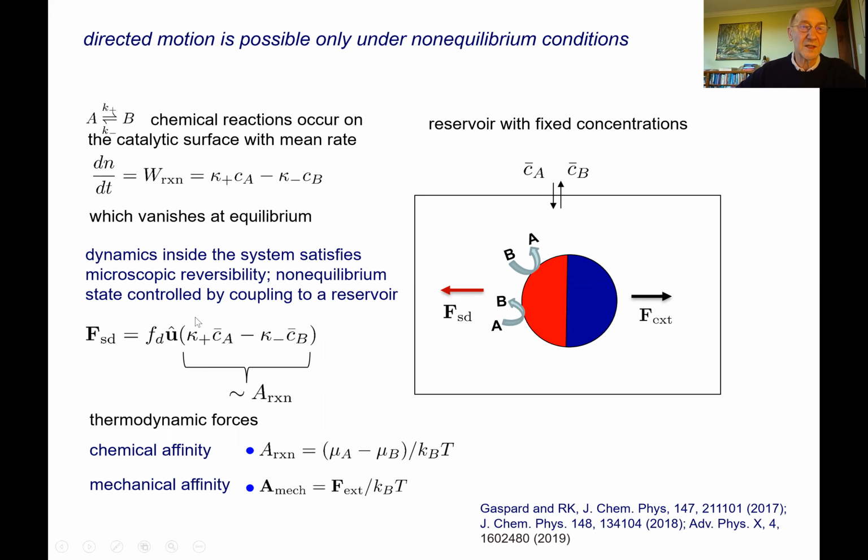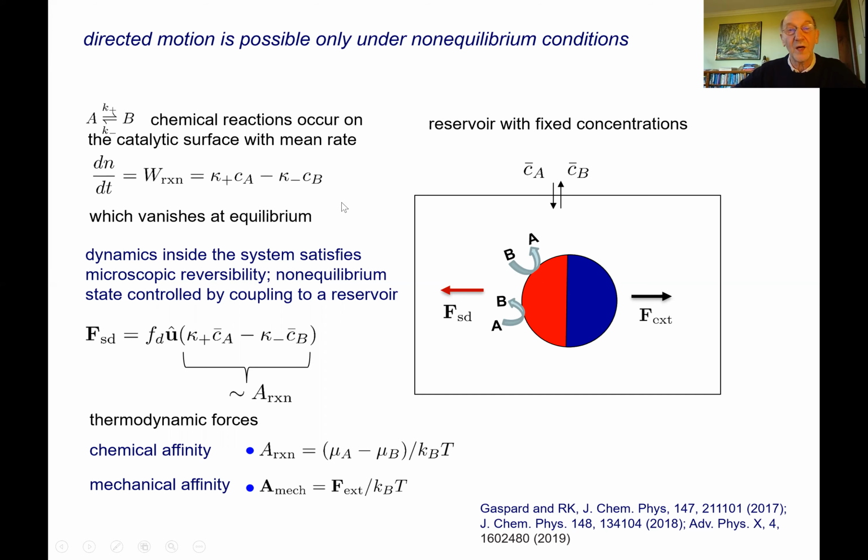So the chemical reaction A to B that's occurring on the motor occurs with forward reaction rate k plus and reverse reaction rate k minus. And the standard mass action rate law for the net production of product in the system, little n, so W is the reaction rate, is just the mass action law form. It's the forward rate coefficient times the concentration of A minus the backward rate coefficient times the concentration of B. And the kappa plus and kappa minus are the rate coefficients per unit surface area.